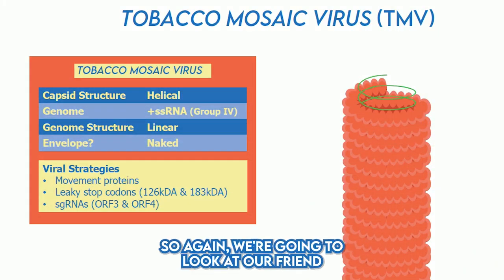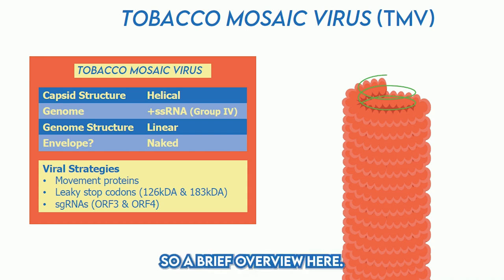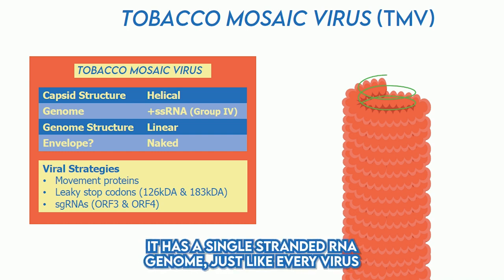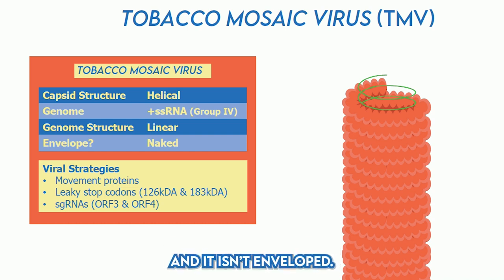So again, we're going to look at our friend here, the tobacco mosaic virus. So a brief overview here. It has a helical capsid structure. It has a single-stranded RNA genome, just like every virus we're looking at today. The genome structure, again, is linear, and it isn't enveloped, so it's a naked virus.